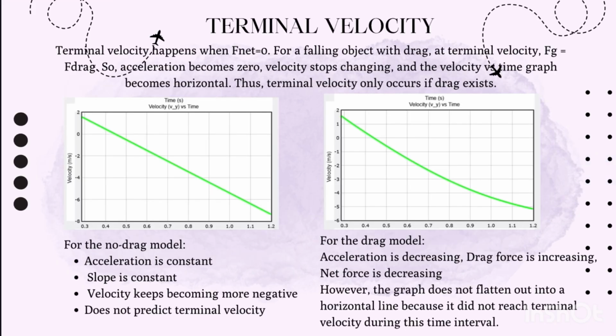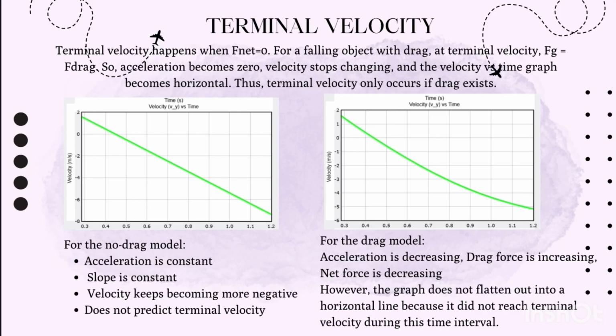So we had some special questions that we also had to answer, which is: what would be the effect of terminal velocity? As we know, terminal velocity happens when F net is equal to 0. So for an object that is falling with drag at terminal velocity, the weight will equal the drag, so the acceleration becomes 0. In the model where there was no drag, acceleration was constant, the slope is constant, and the velocity keeps becoming more negative. So it does not produce terminal velocity. As you can see, by the way, these graphs were taken straight out of CloseScript.